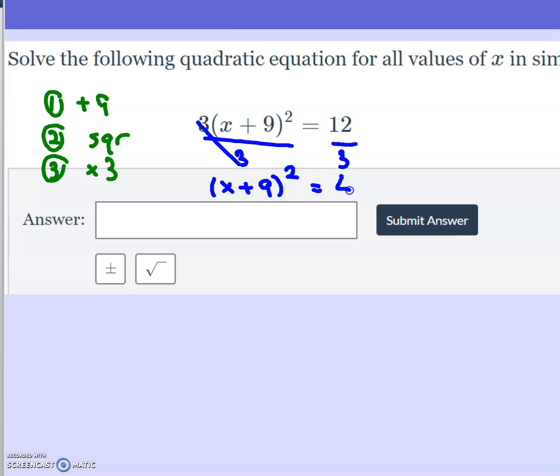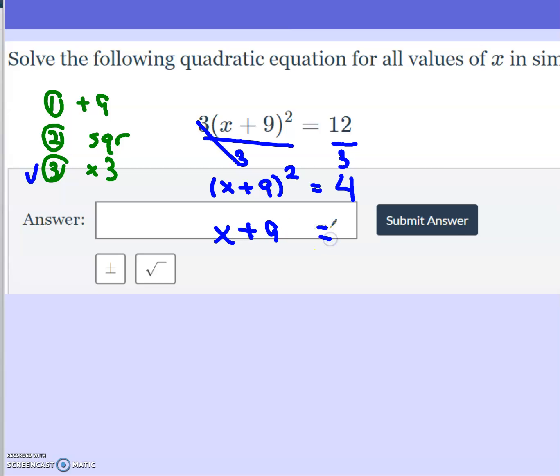Okay, and so I get 4 there. Okay, so we took care of that. The next thing we need to undo is squaring. Well, how do you undo squaring? You square root. The square root of (x + 9) squared gets rid of the squaring.